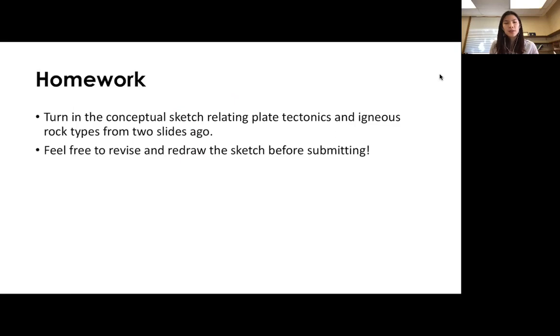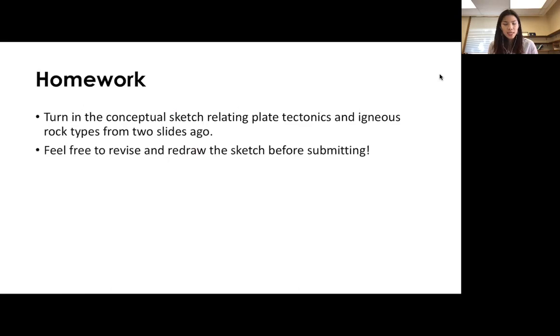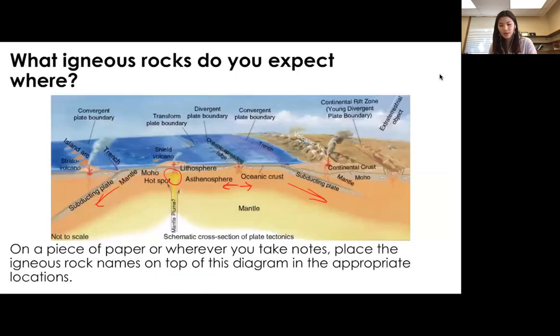So what I'd like you to do is, for your homework, turn in that conceptual sketch related to plate tectonics that you made just 2 slides ago. And then, now that we know what the colors and textures represent in terms of rock names here, just double check your knowledge and think about what are the conditions under which these formed. And also feel free to revise and redraw your sketch that you're submitting, right? So just to drive this home, you are submitting this sketch, but it can be revised. So it doesn't have to be what you initially come up with.